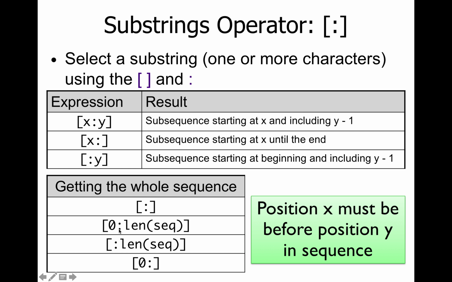And so 0 colon length of the sequence will give you the whole string, colon length, and 0 colon. All 4 of these will generate the whole sequence over again, because yes, we're talking about strings right now, but these same rules apply to any sequence, including lists, files, any type of sequential data in Python.